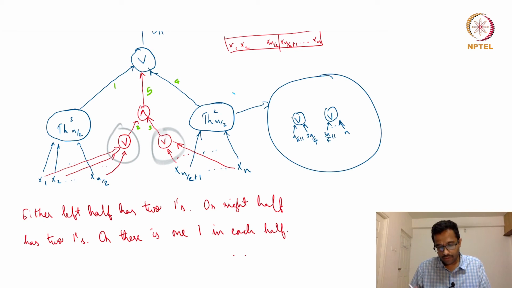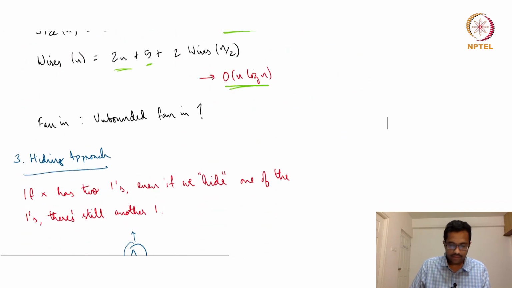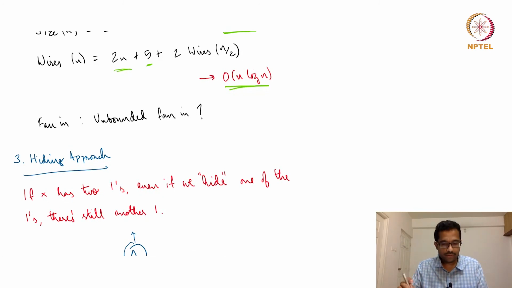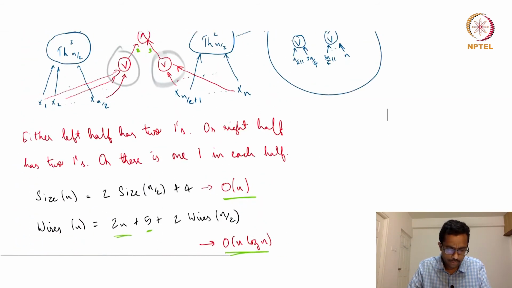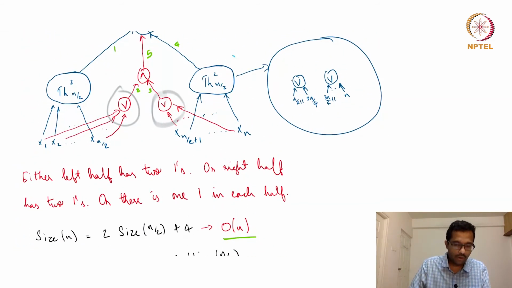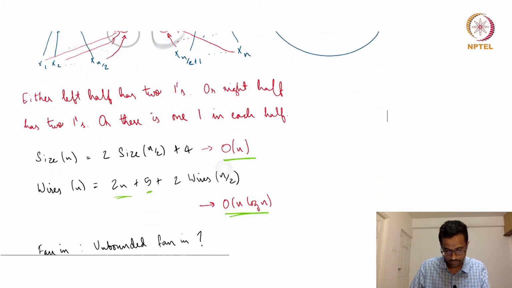And so you may not need an unbounded fan-in, right? I'll just leave a question mark. So it is not really unbounded fan-in. If you want, you can implement it with a bounded fan-in, bounded fan-in meaning fan-in 2 or 3 or something like that. It will not vary based on the input.